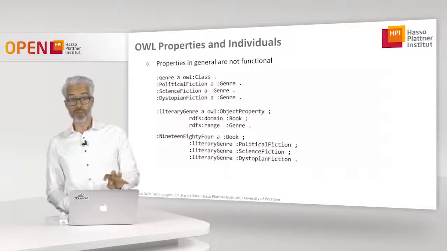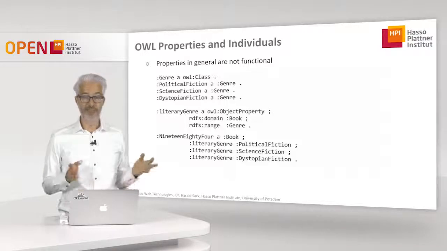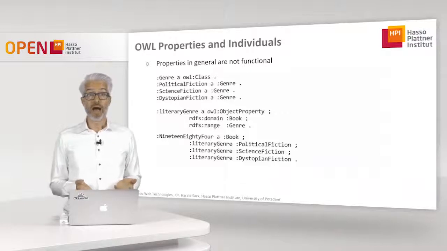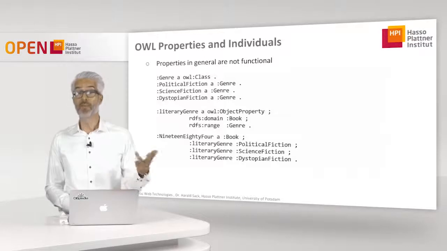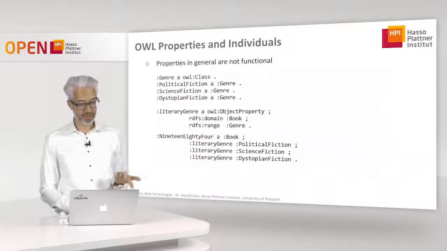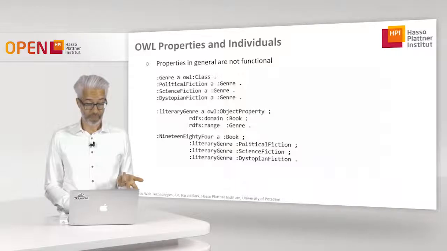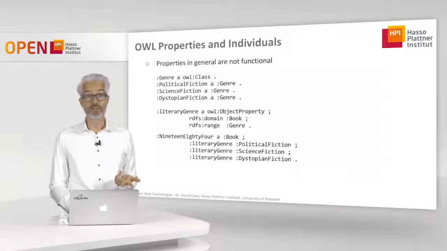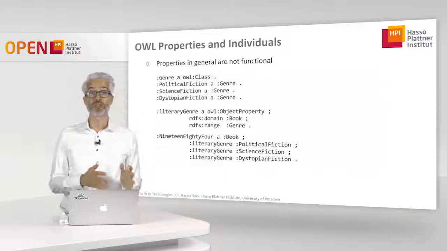In general, these property definitions are not functional. What does that mean? So let's have a look at this simple example. I define here a genre, and I say genre is a class. And then I define 3 different genres, which are instances or individuals, which are members of that class genre. First is political fiction is a genre. Then I say science fiction is also a genre. And dystopian fiction should also be a genre. So then I define an object property which I call literary genre. And this should be applied on the domain book and should have the range genre.